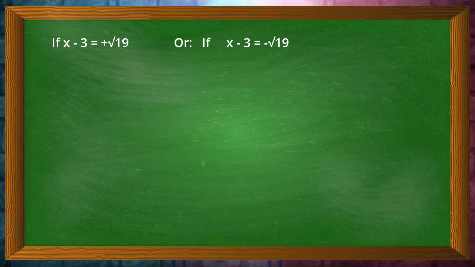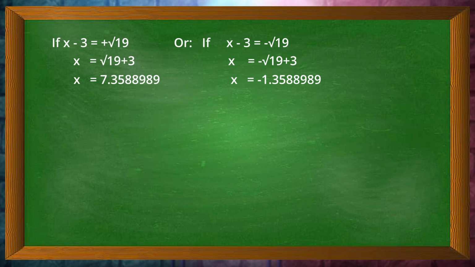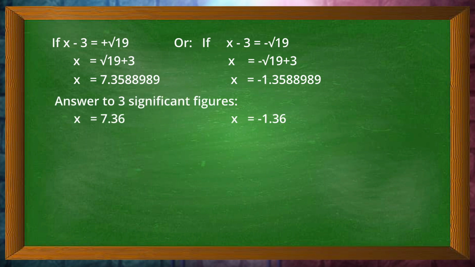4.358898 and more decimals. Once you have the square root of 19, add 3 to get x is equal to 7.3588989. Now find the negative square root of 19 and add 3 to get x is equal to negative 1.3588989. As we expected, there are two solutions. In questions such as these, the answer is given to either 3 significant figures or 2 decimal places. You will usually be told which to give.